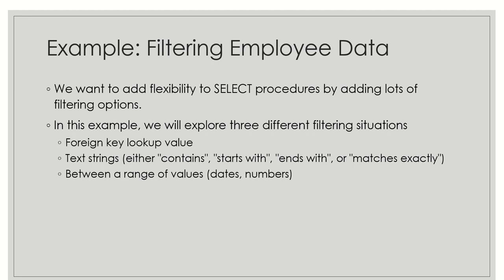So we're going to look at three different filtering situations. Filtering by a foreign key, so for example, showing all the employees that work in a particular department. The second one is filtering by text strings, and we have four different options there. You can do a contains match, starts with, ends with, or exact match. And finally, we can do between a range of values. So if we provide a starting value and an ending value, we're looking to match all employees between that range. So for example, if you want to list employees whose salaries are between $50,000 and $80,000. So we're going to look at all three of these in this example.